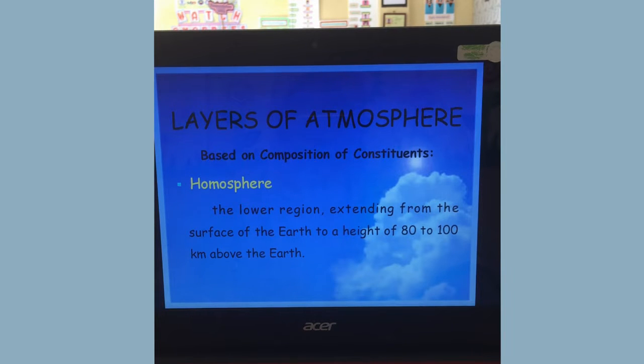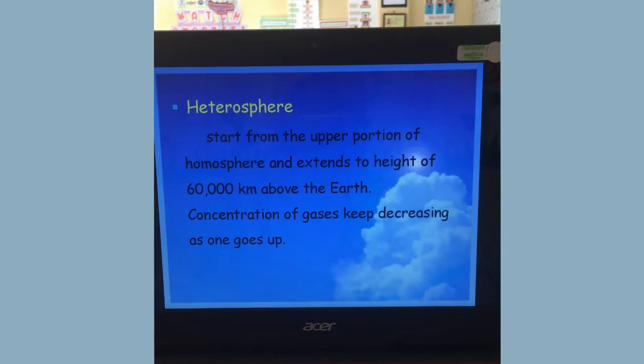The first one is the homosphere. The homosphere is the lower region extending from the surface of the Earth to a height of 80 to 100 kilometers above the Earth. The next one is the heterosphere. It starts from the upper portion of the homosphere and extends to a height of 60,000 kilometers above the Earth. The concentration of gases keeps decreasing as one goes up.